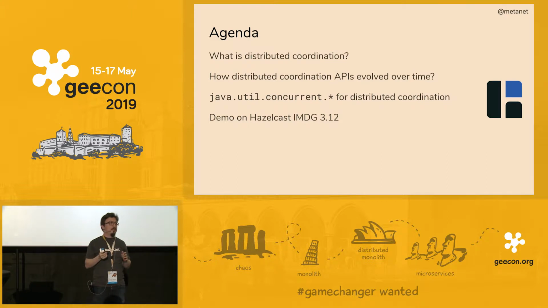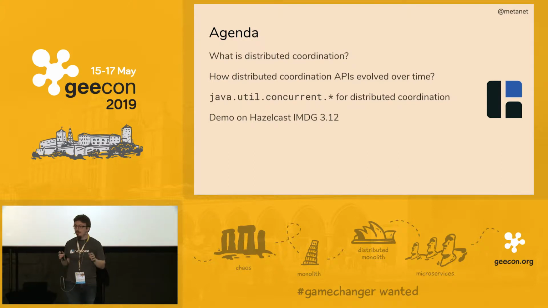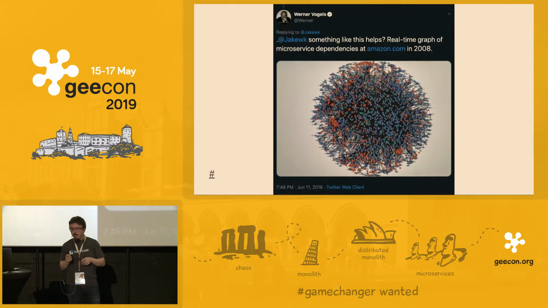So basically, it is an in-memory data structure cluster. It's an open source project written in Java. It gives you distributed versions of JDK's collections and concurrency APIs like maps, sets, queues, locks, semaphores, etc. And in our new release, which is 3.12, we introduced a new implementation of our concurrency APIs. So today we are going to take a look at these APIs, and we will run some demos to see how to use them for distributed coordination. Okay, let's start.